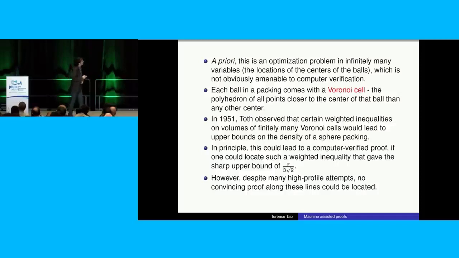And so the hope was that if you could gather enough inequalities between the volumes of adjacent Voronoi cells, maybe every such system of inequalities in principle gives you an upper bound on the density of a sphere packing. And in principle, if you get enough of these inequalities, maybe you could actually get the optimal bound of π over 3√2. So people tried this approach for many, many years, including some false attempts. But they were not able to actually make this approach work.